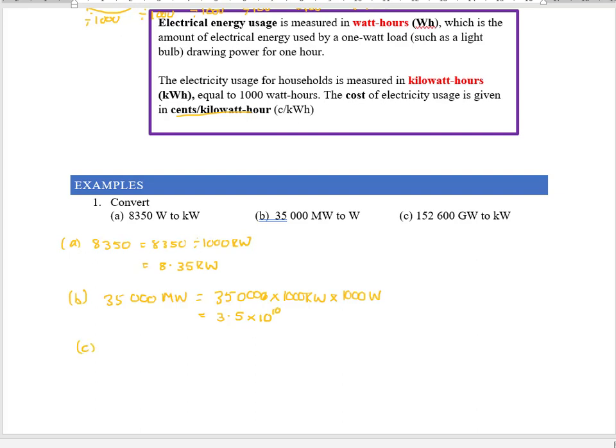So looking therefore at part C, I've got 152,000 gigawatts, and I want to convert that into kilowatts. So what I need to do is multiply that by 1,000 to change it into megawatts, and I have to multiply it by 1,000 again to change it into kilowatts. And that's going to give you an enormous number as well. And I'm going to write that as 1.52 times 10 to the power of 11.